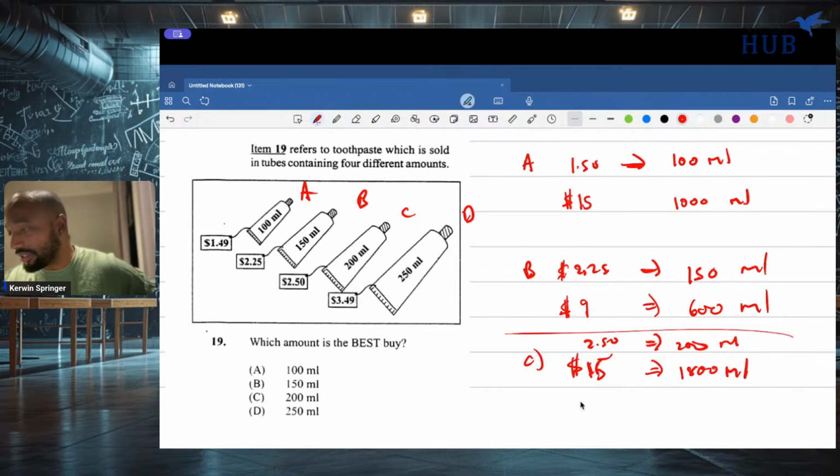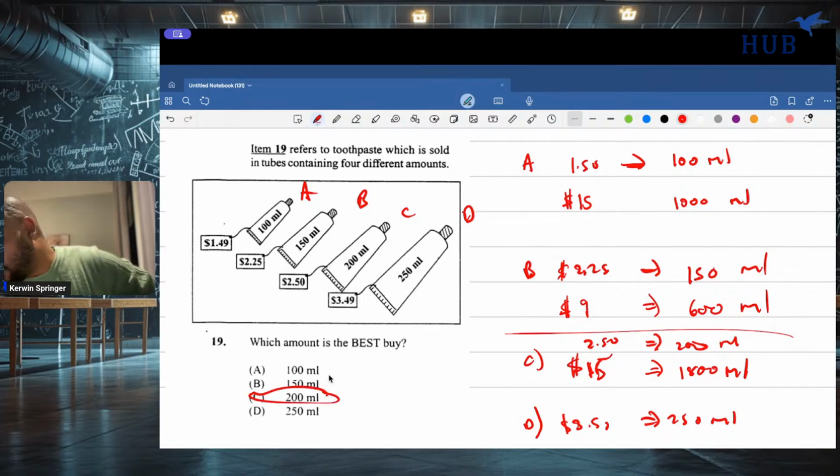Now D, $3.49, is like $3.50. $3.50 gives us 250 ml. Nope. I can already see the jump here was too high. This raised the price by a whole $1 for just 50 more ml. The best answer is the $2.50 for 200 ml. That's the best one. So it takes a little bit of arithmetic prowess.